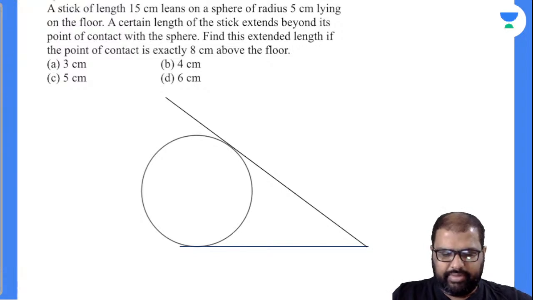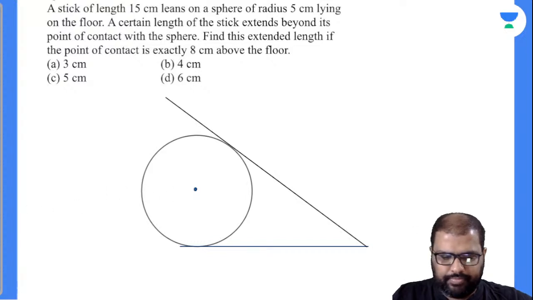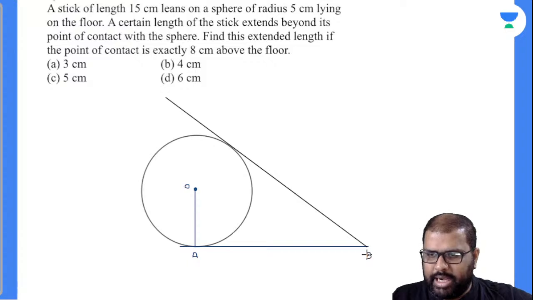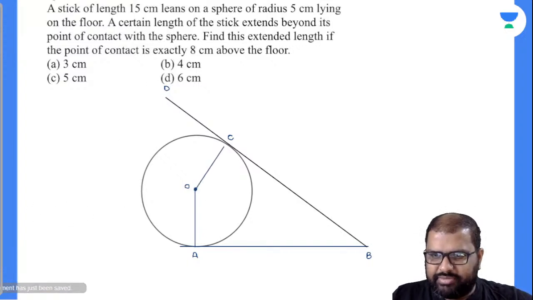Is there any other point given there? Yes. Radius of the sphere is given there. I'll take down, this is the O, and this is nothing but called radius. I'll take down certain alphabets to have more clarity. This is center of the sphere O. I'll take down this point as A. I'll take down this point as B. And point of contact of the stick is C and extended length is CD. Will you accept that this is nothing but called radius of the sphere?